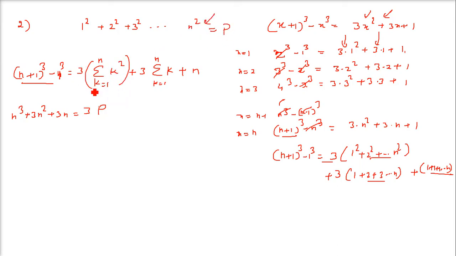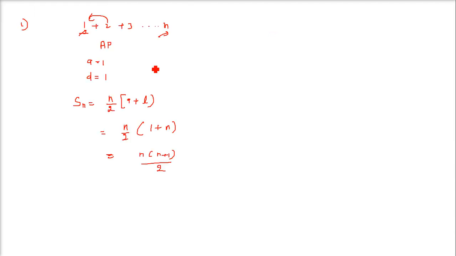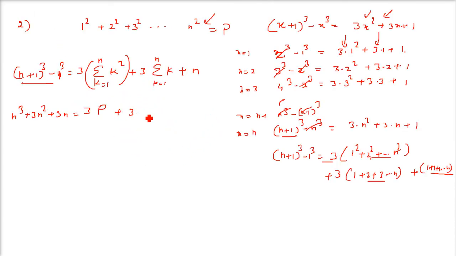This is p. This is what we wanted. Plus 3 into, and we already know this, sigma k equals 1 to n. We already seen this. This is n plus 1 by 2. So I can write it as n plus 1 by 2, and here we have n. Now I can take this 3p on one side and others on the other side.